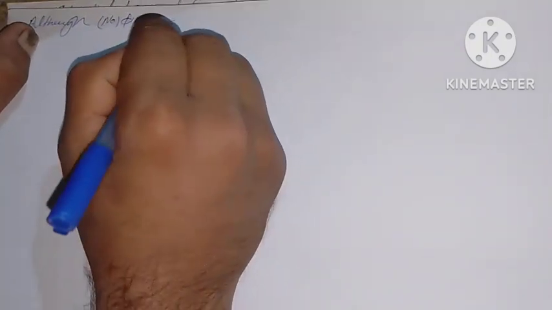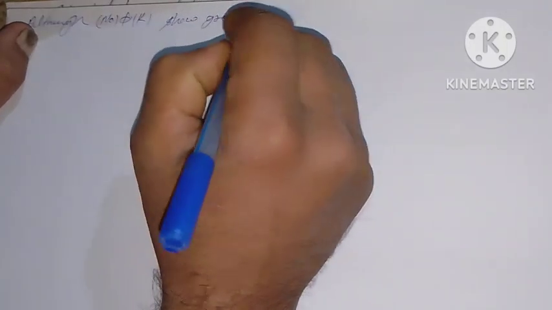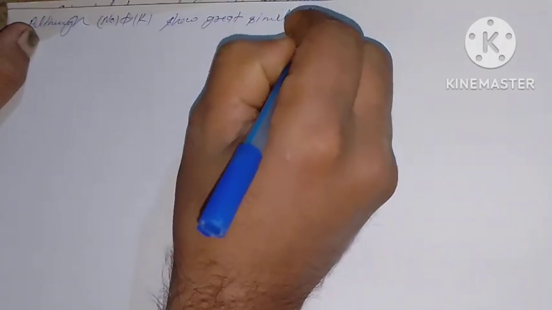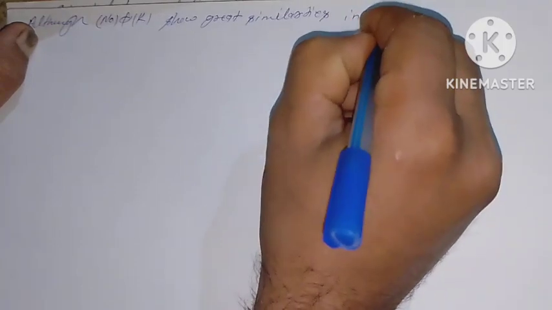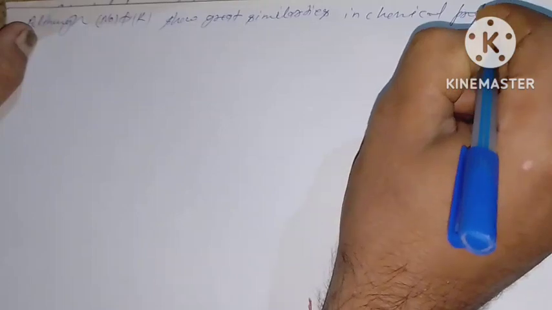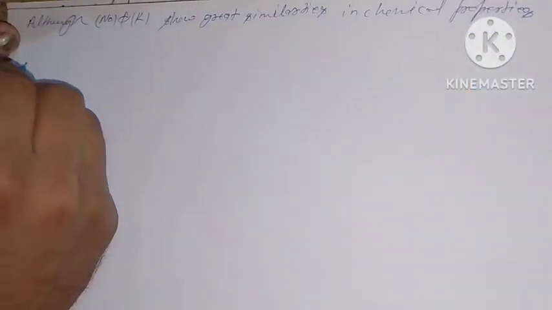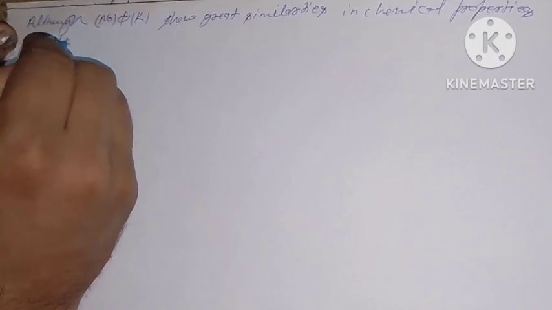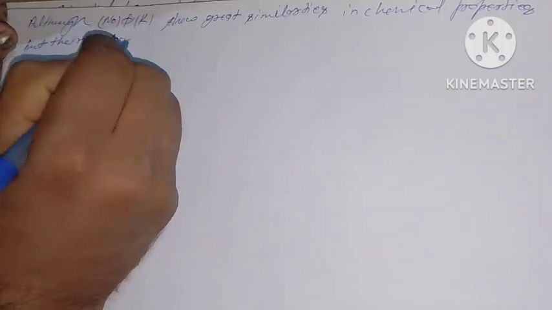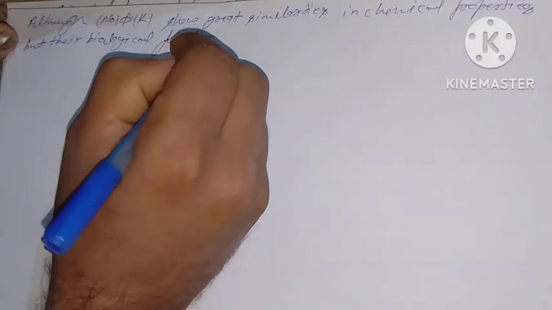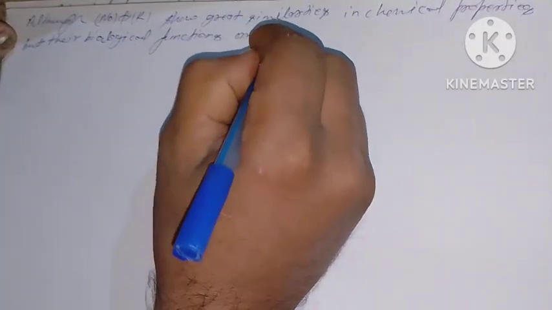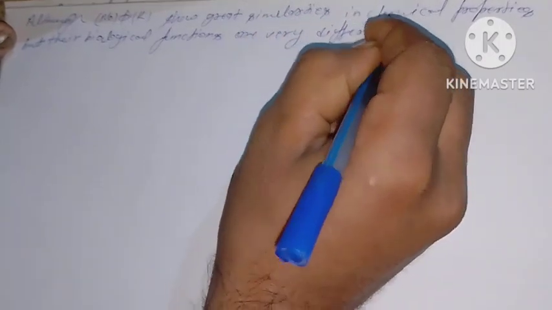Although sodium and potassium show great similarities in chemical properties, but their biological functions are very different.